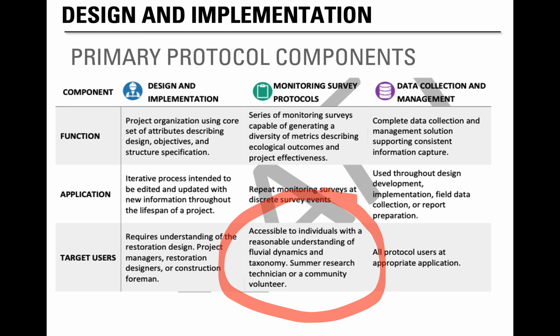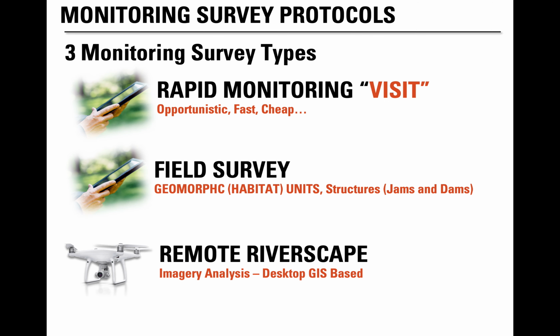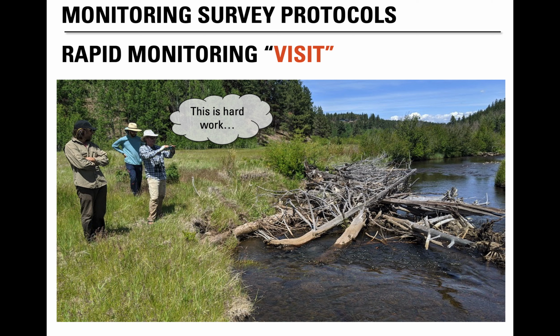They don't have to have a very comprehensive understanding of each reach, each complex, and the objectives or design associated with those things. They can just conduct the survey. Okay, so that being said, the protocol does contain 3 monitoring survey types. So the rapid monitoring visit, field survey of geomorphic units and structures, and then also remote riverscape surveys. So let's just talk a little bit about these quickly.